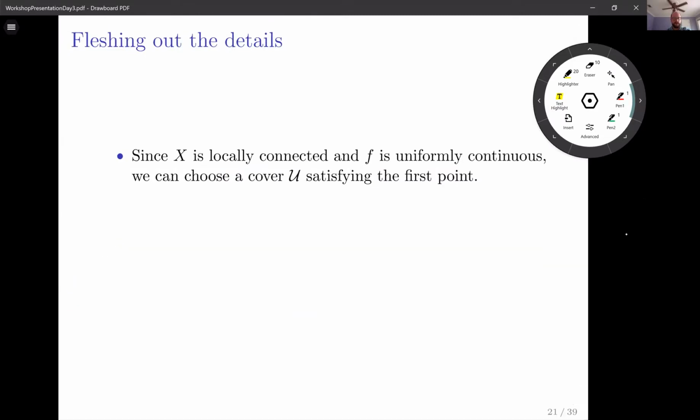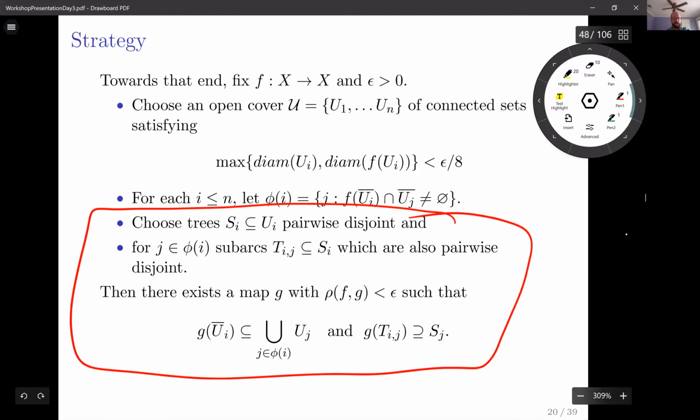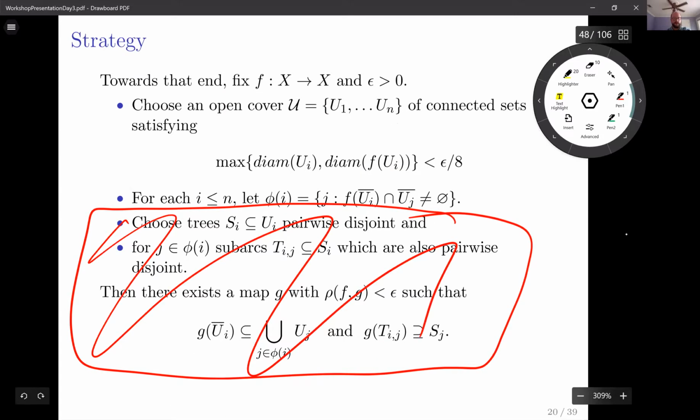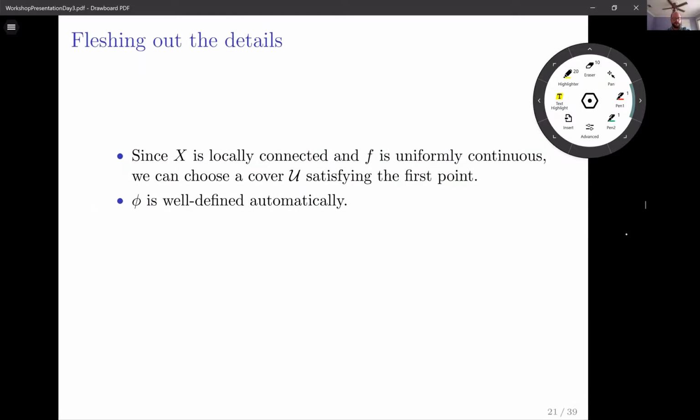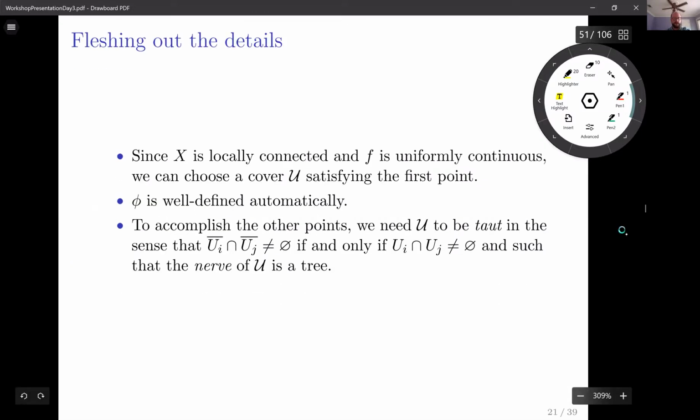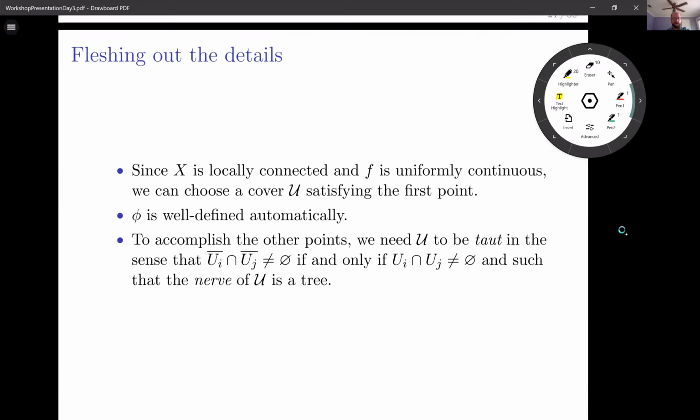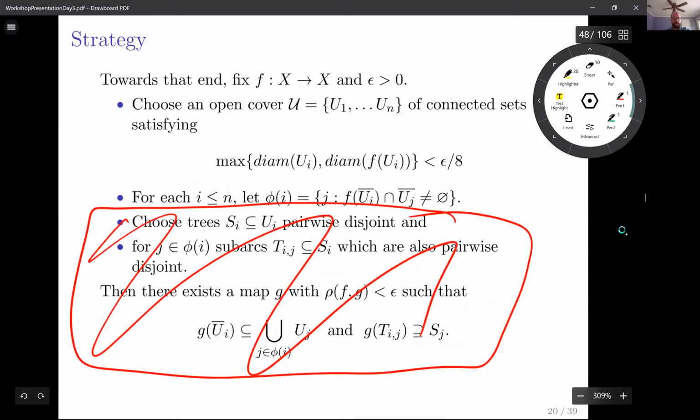So far we know that X is locally connected and F is uniformly continuous, so we can accomplish this first stuff, no problem. Again, let's ignore that bottom stuff. That phi is well defined, that's just automatic. That's how I arranged this. Okay, let's talk through these.